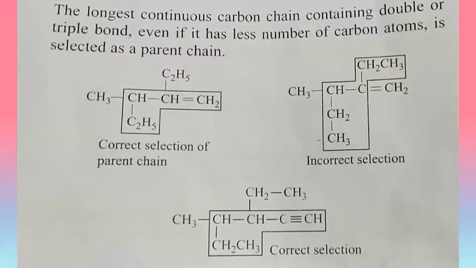So if you see the first one, here they have considered the double bond in the parent chain, and so the number of carbon atoms present in the parent chain is 1, 2, 3, 4, 5, that is 5. But in the second case, it's the same thing. If they don't consider the double bond, they get around 6 carbon atoms in the parent chain.